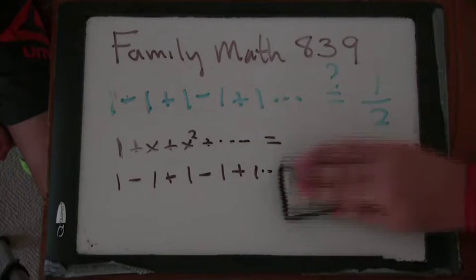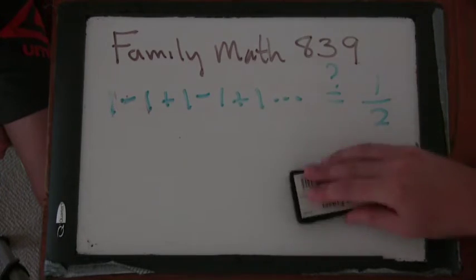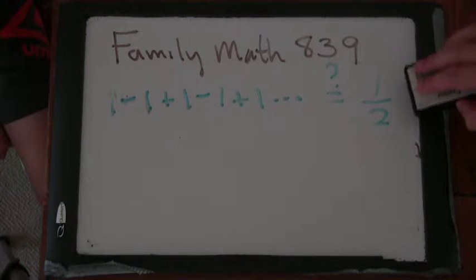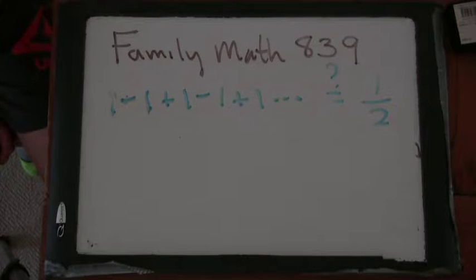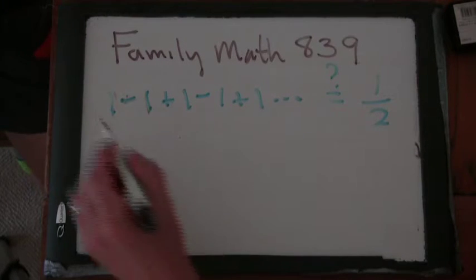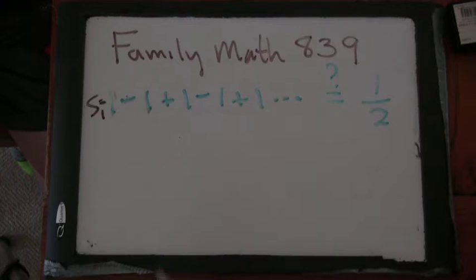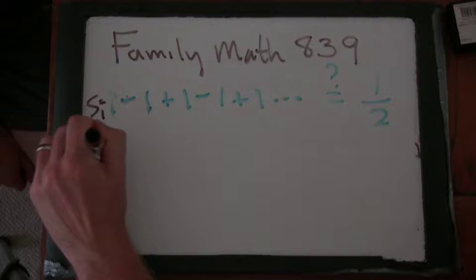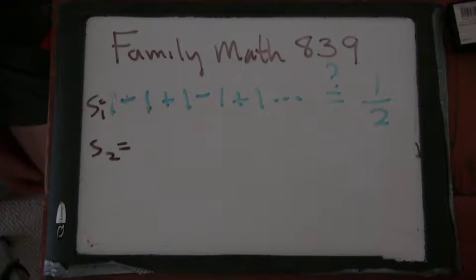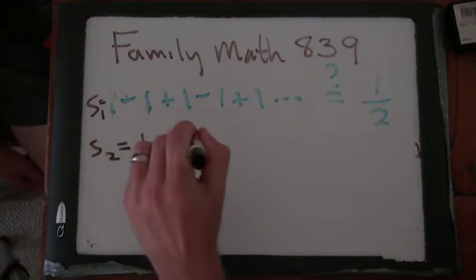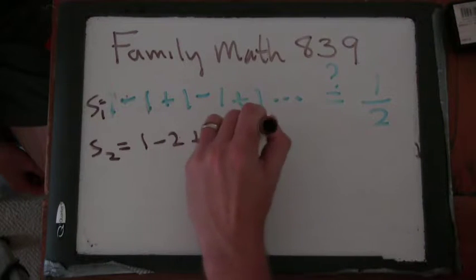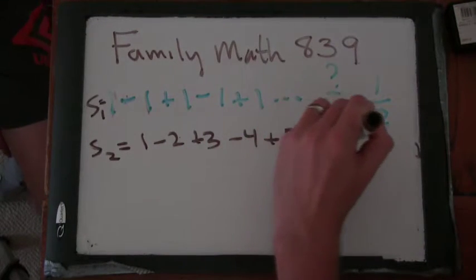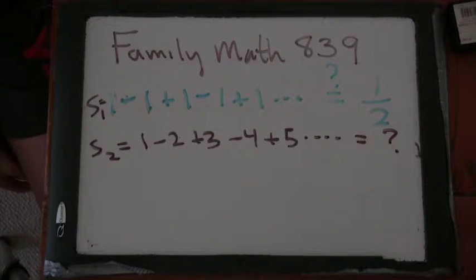And then what did he do next? What did he do from this series, after he showed that we could think about this series as having a value of 1/2? He called this series S1. And then he had another series called S2. What was S2? That was 1 minus 2 plus 3 minus 4 plus 5 and so on. And he was trying to figure out what that was.